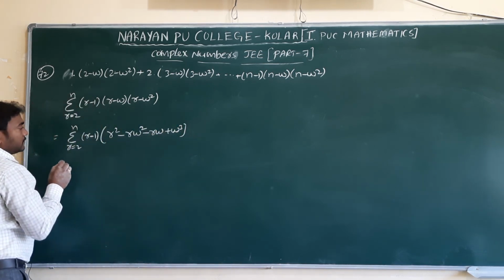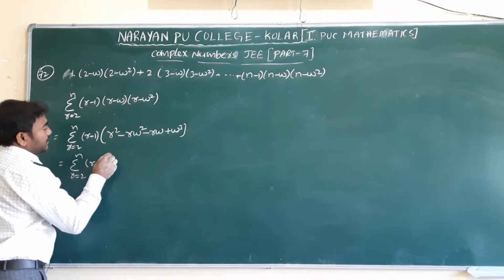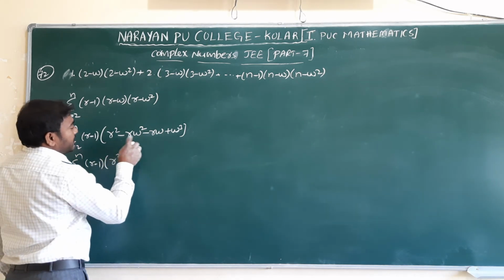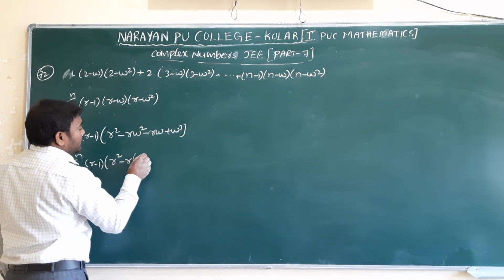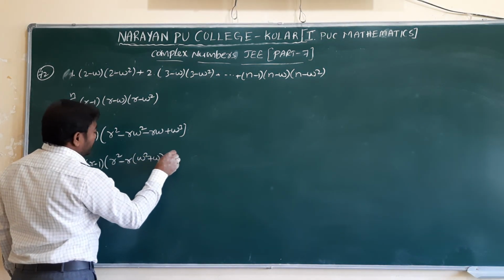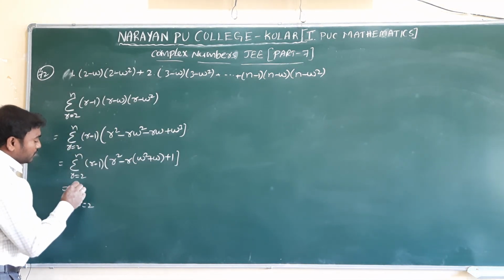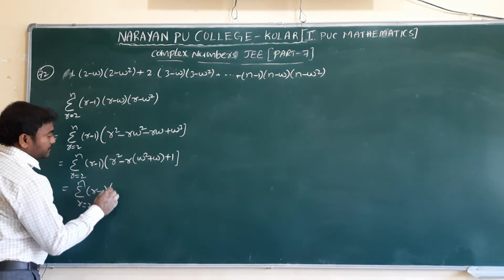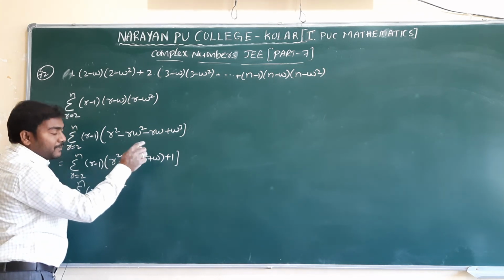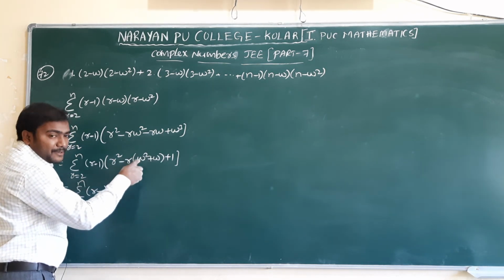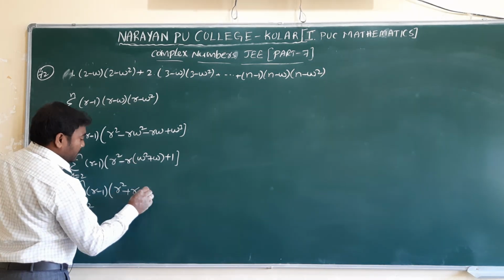Now summation of r equal to 2 to n, r minus 1 into r square. In this we take common minus r. What do we get? Omega square plus omega plus 1, with omega cube value 1. Now summation of r equal to 2 to n, r minus 1, now here r square minus r, this value minus 1, I know that 1 plus omega square is equal to 0, omega plus omega square value minus 1, getting minus r into minus 1, we are getting r plus r plus 1.